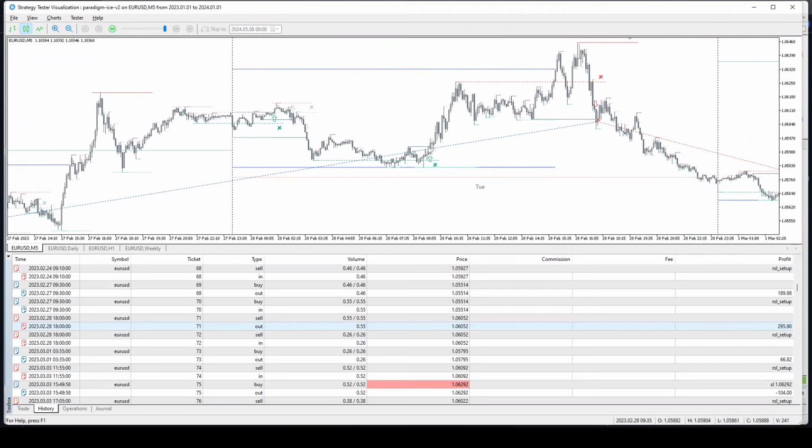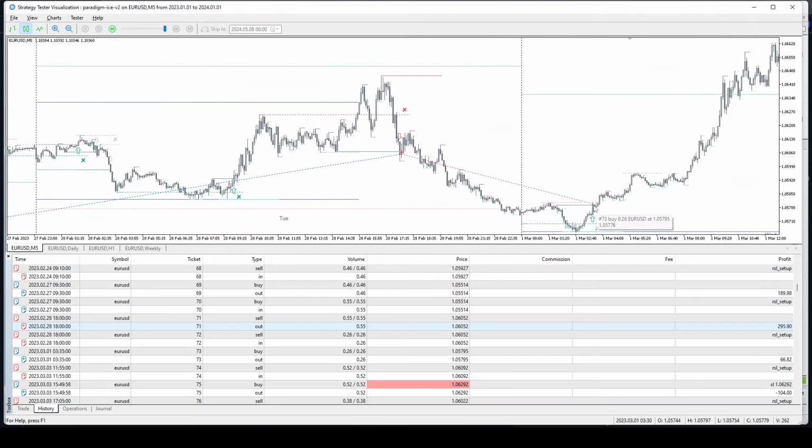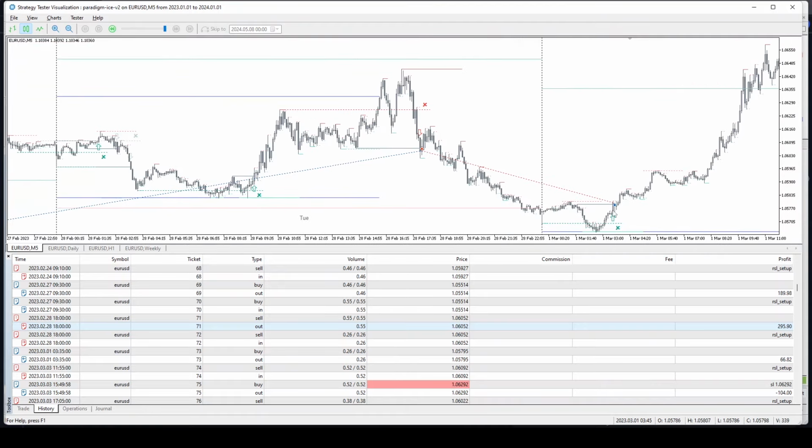Okay, but it doesn't clear me, so it didn't take this. And then we had a short here. It closed the short here because bias is now bullish, right? However, it didn't go long here because price is outside the Q zone. This line marks the start of the day, so this should be Asia Q zone. It doesn't trade during Asia Q zone. It only trades during London and New York Q zones.